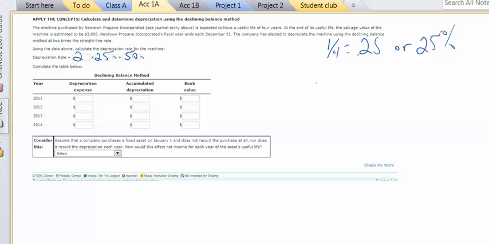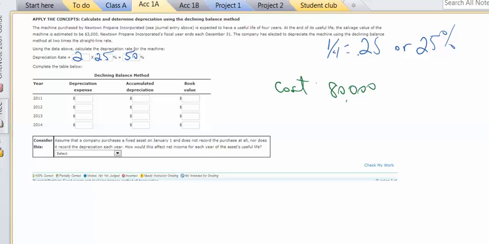Next, complete the table below. So we're going to look at the depreciation expense. Now I'm going to use a different amount for the book value of the equipment than you had calculated in the question above, just because I'm illustrating this. So I'm going to use an amount of $80,000 for my original cost of that equipment.